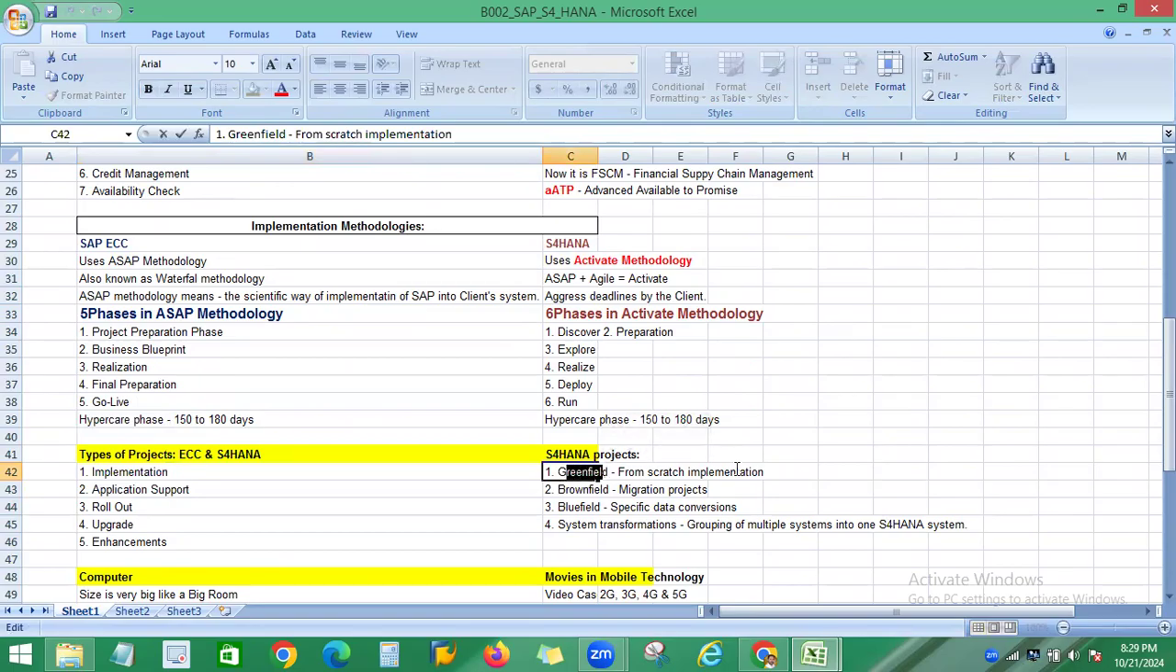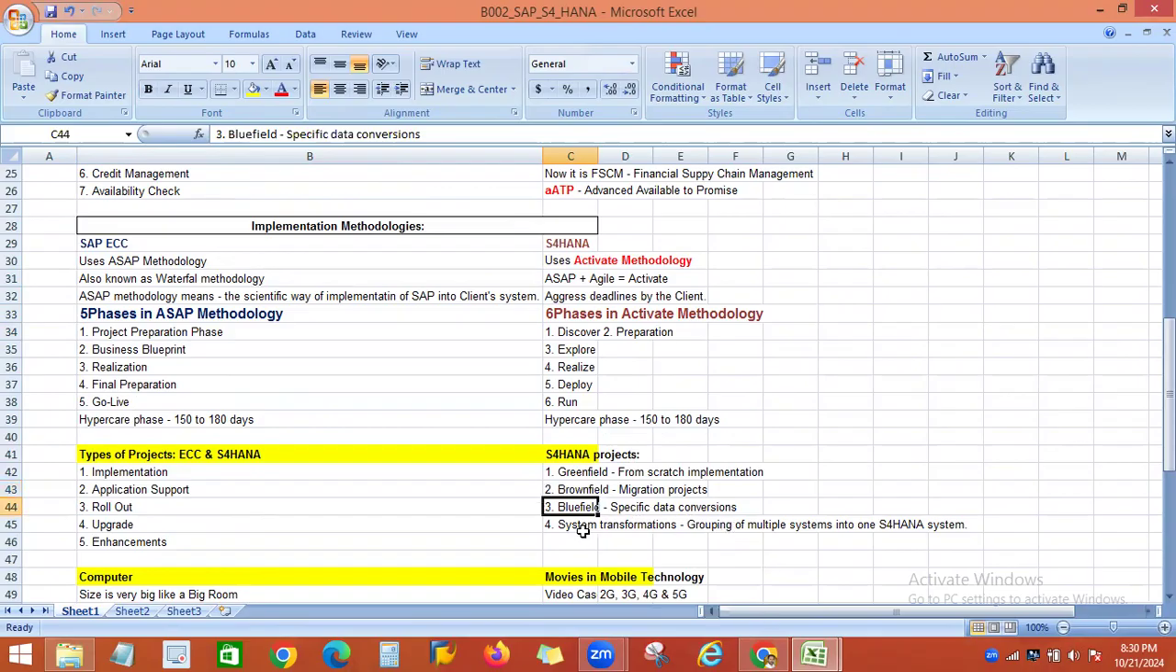So that is implementation from scratch. Then the brownfield migration project is there. Brownfield is nothing but migrating from SAP ECC to SAP S/4HANA. Bluefield means specific data conversion. For example, we are only converting the master data, or only transactional data. At that time we can call it bluefield with specific data conversion.